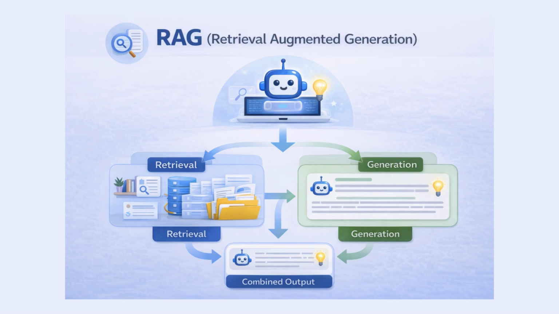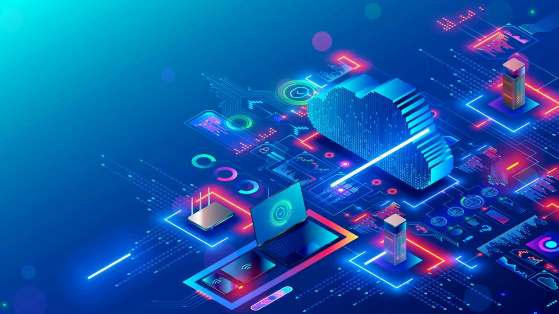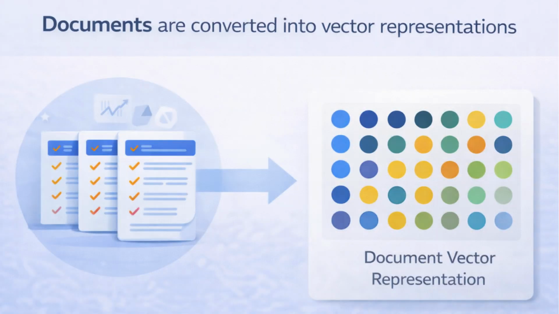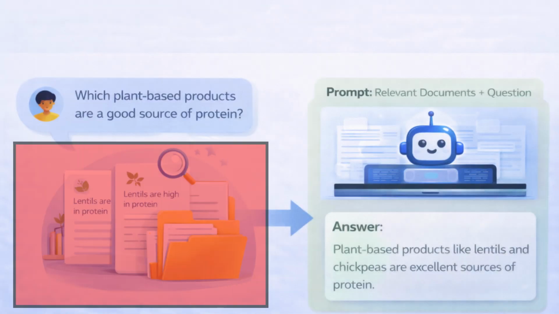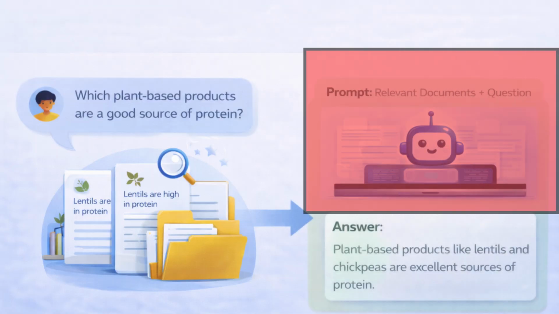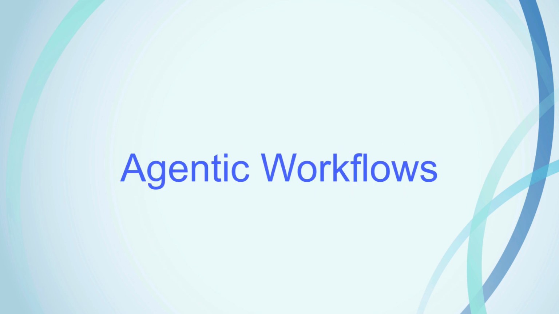RAG integrates external knowledge like databases and documents to ensure answers are accurate, up-to-date, and grounded. Documents are converted into vector representations, and when a user asks a question, the system retrieves the most relevant documents and adds them to the prompt for the model to answer. This leads to the next evolution: agentic workflows.